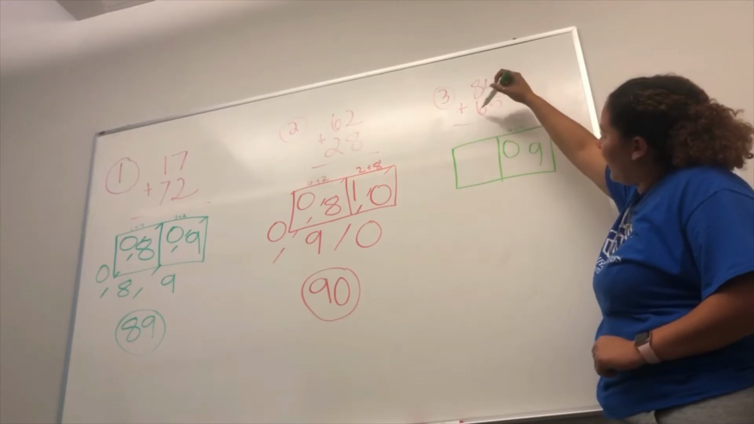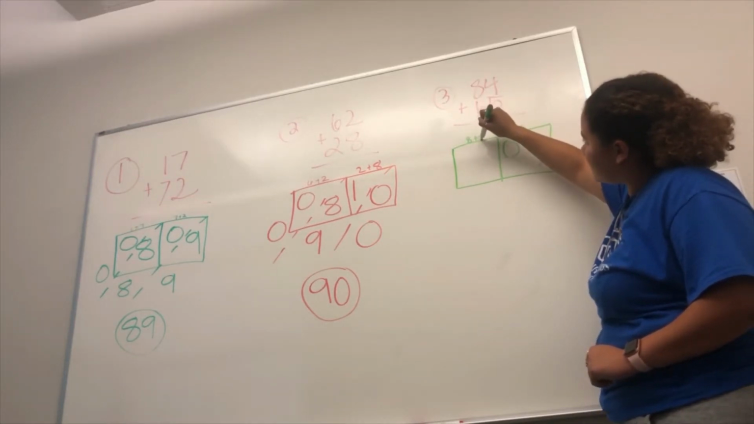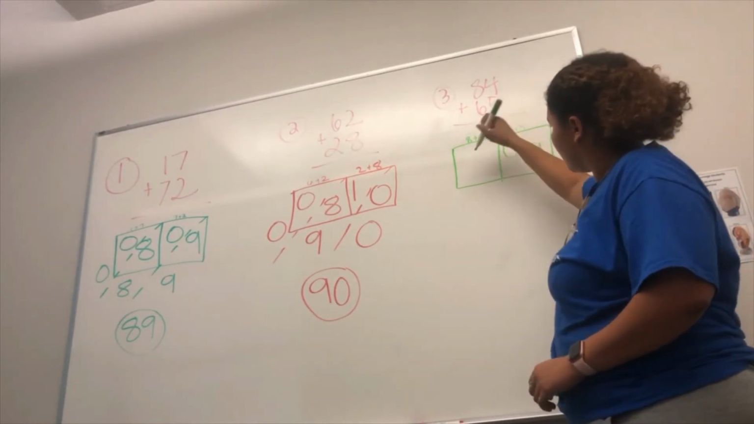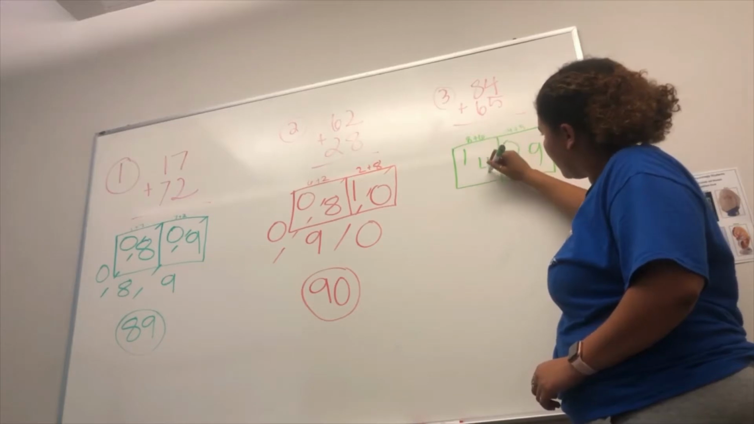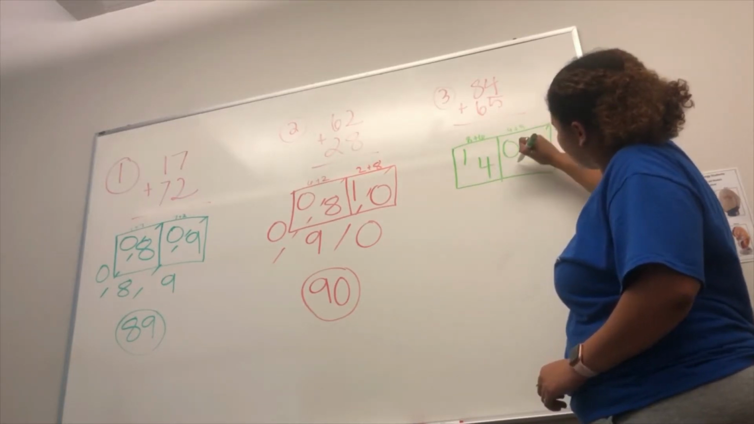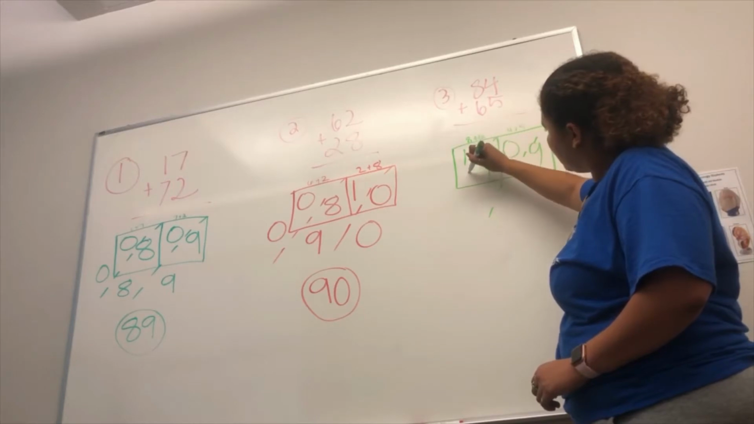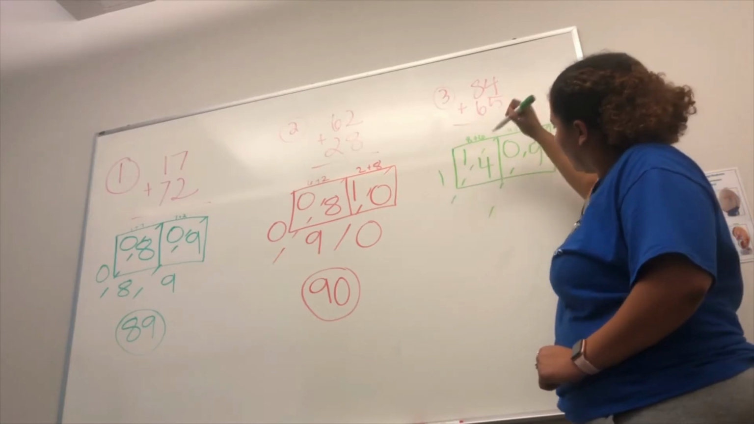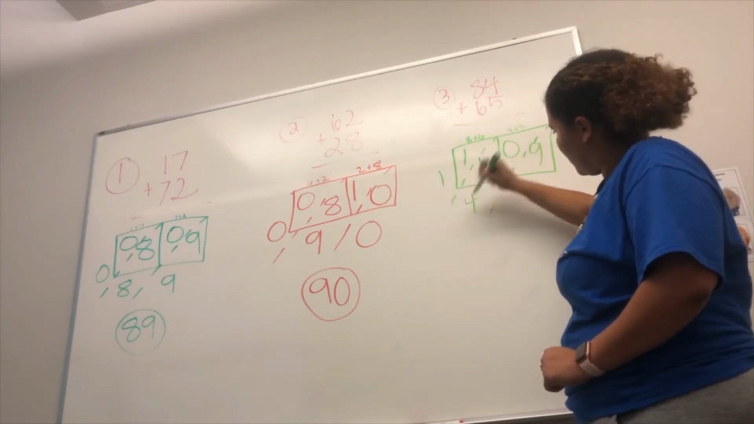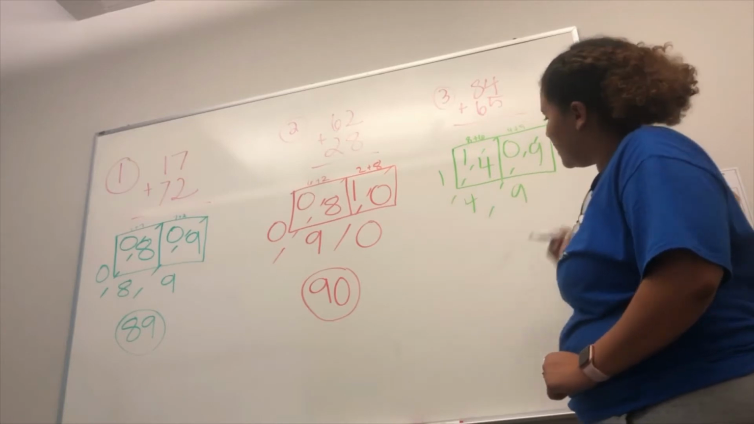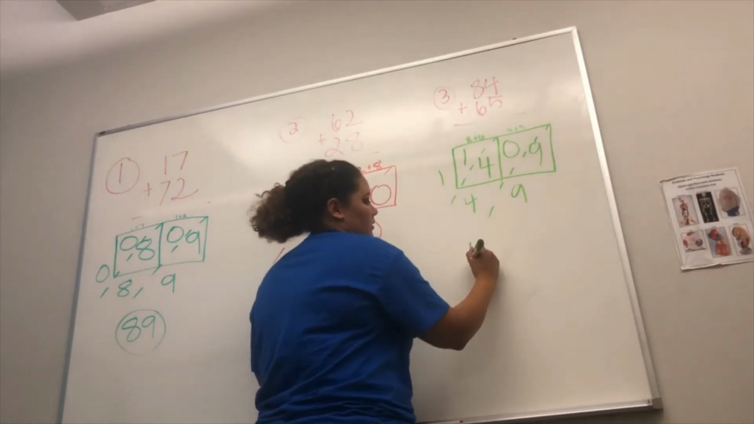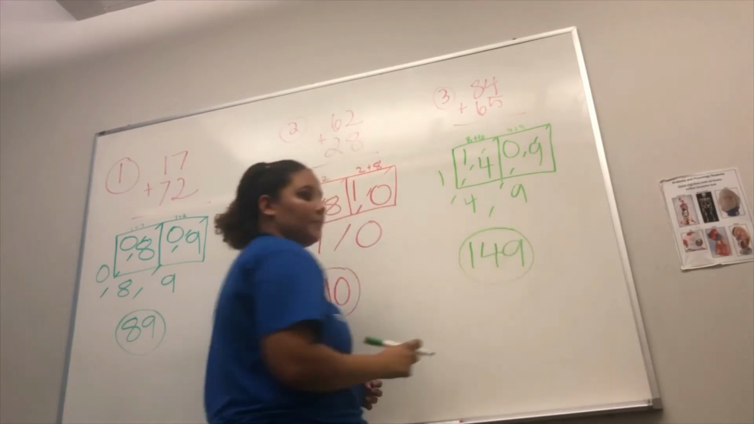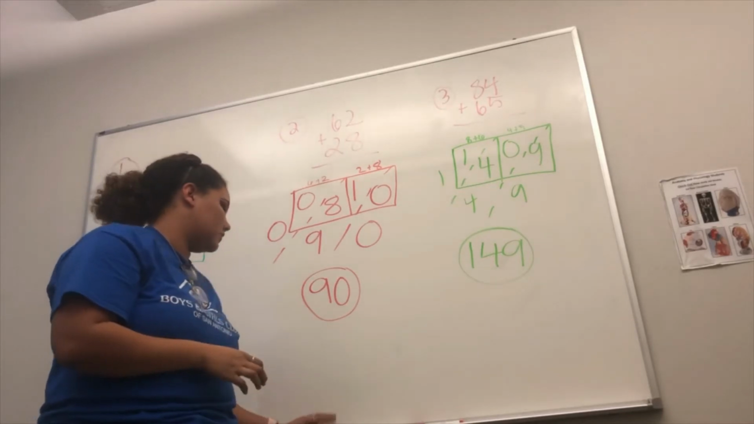And in this one, 8 plus 6. All right, 8 plus 6 is 14. So we're gonna put 14 here. All right, and then we're gonna draw our diagonals. All right, we're gonna bring the numbers down. So 1 plus nothing is 1. 4 plus 0 is 4. 9 plus nothing is 9. So we're gonna bring the numbers down. And we got 149.